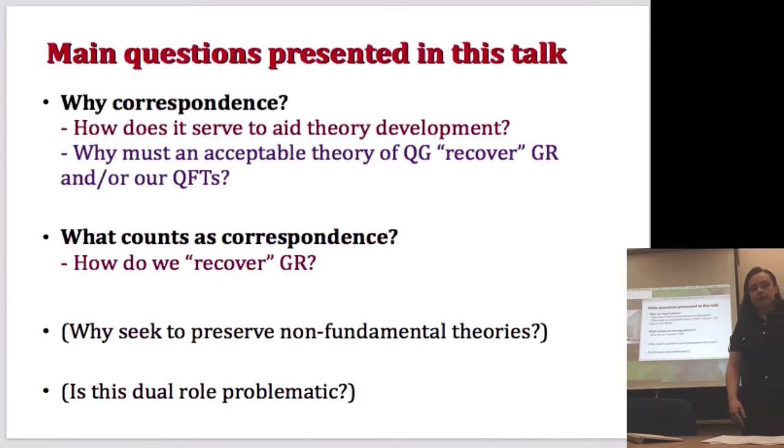So the main questions that I'm going to talk about today are why, in both of those roles of correspondence. How does correspondence serve to aid in theory development? And also, why do we believe that an acceptable theory of quantum gravity must recover general relativity and/or our quantum field theories? The second main question is, what counts as correspondence? What does it mean to recover general relativity? And some other questions will briefly come up. There's the more general worry, why do we seek to preserve non-fundamental theories? And is the dual role that correspondence is playing here going to be a problem?